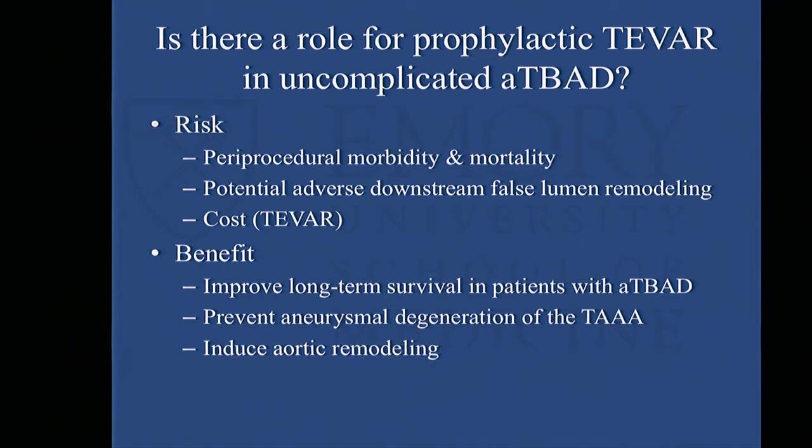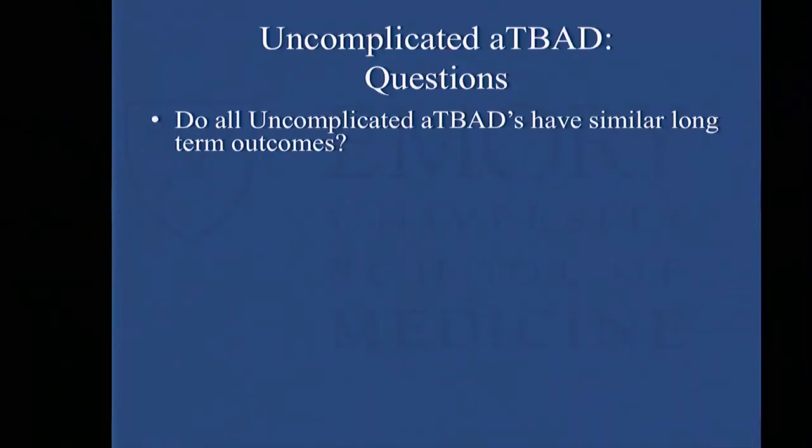You could create a worse problem by stenting the uncomplicateds, okay? And there is the cost of the stent graft. The benefit, however, as I'm trying to show, is that long-term survival is terrible with medical therapy in type Bs, and by stenting and remodeling the aorta up front, you can prevent that aneurysmal degeneration in the thoracoabdominal aorta, specifically in the chest along the length of the stent.